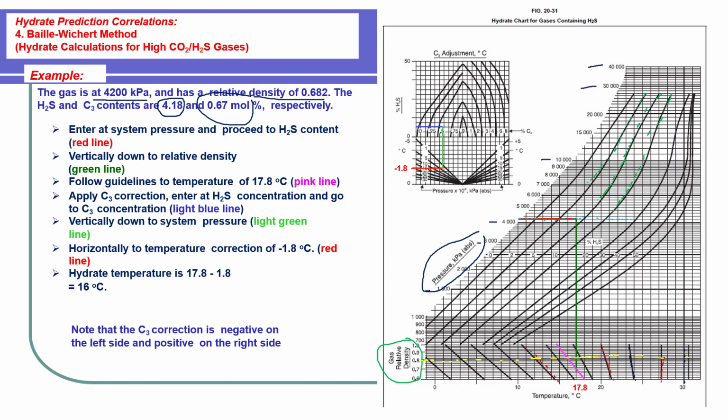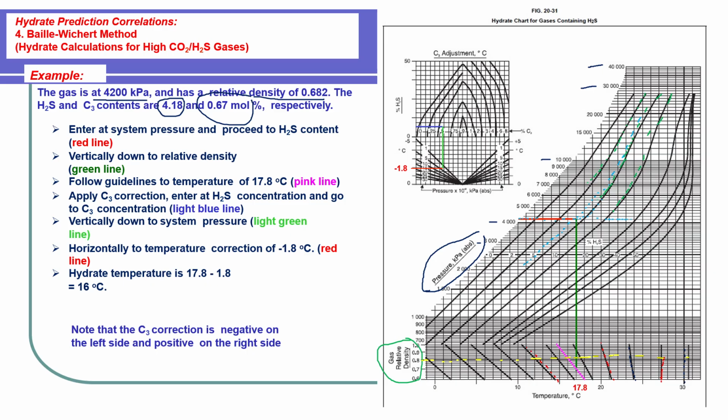And I know that the concentration of H2S is approximately 4.18, which is slightly less than 5. So this is the line that has 5%. I'm going to imagine that I have another line here that represents the 4.18, or let's say 4, close to the 4. So once the red line hits the 4.18% H2S, I'm going to draw a vertical line, the green line, and I'm going to go down all the way.